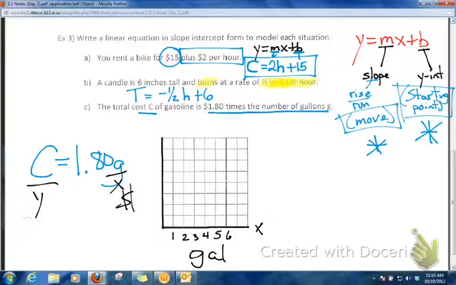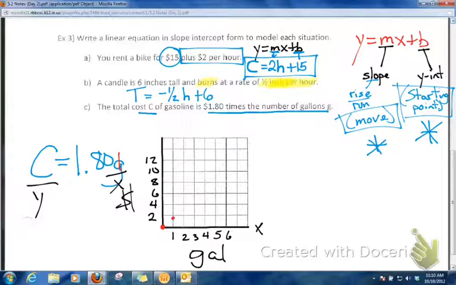And I'm going to label my dollars. I'm going to count by twos, since we did such an old version. 2, 4, 6, 8, 10, 12. And again, if you're going to graph this, you're going to start at 0, because if I buy 0 gallons of gasoline, it's going to cost me $0. Well, what happens if I put 1 in for G? Well, 1 gallon of gasoline is going to cost me $1.80.